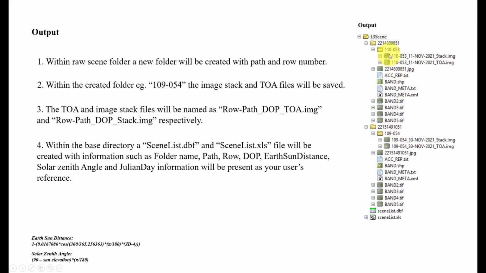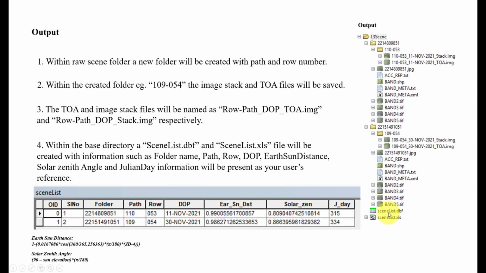You can find that for this scene the date of pass and scene number are like this, but for another image, another folder has been created and the file name has been created using the row path information of the corresponding folder. These are the outputs that will be generated, and apart from this we will get these 2 files.